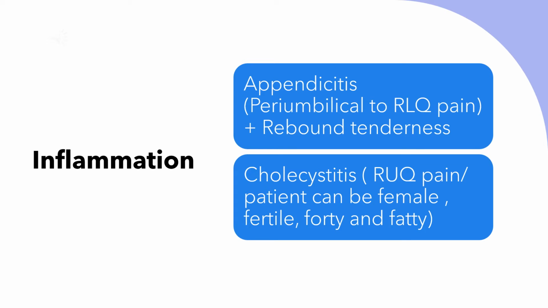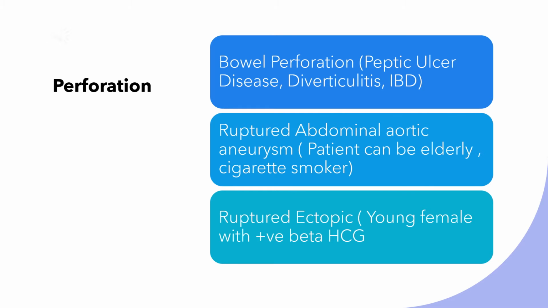Suppose a patient presents with periumbilical pain, which may or may not radiate towards the right lumbar quadrant with rebound tenderness. In that case, this must be a case of appendicitis, which presents as an acute abdomen. Similarly, if a female, fertile, fatty patient in her 40s presents with acute abdomen, you can always think of cholecystitis. A perforation can occur in peptic ulcer disease, diverticulitis, or inflammatory bowel disease, which ultimately presents as acute abdomen.